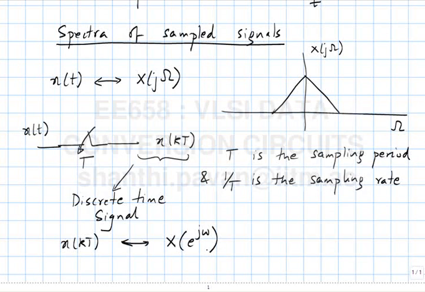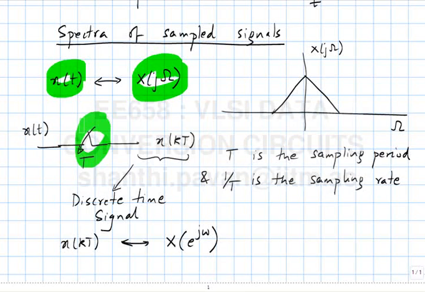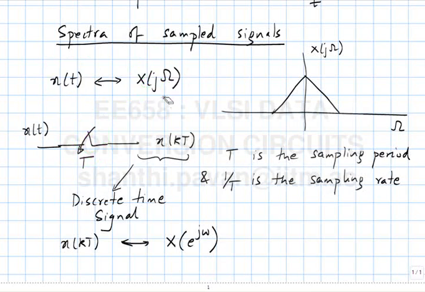And a fair question to ask is, I know x of t and thereby x of j omega. I know the sampling rate. So given the spectrum of the continuous time signal and the sampling rate, what would be the spectrum of the sampled signal? This is all mostly review material, because I'm sure you've all done this in earlier classes. So I'm going to zip through it.